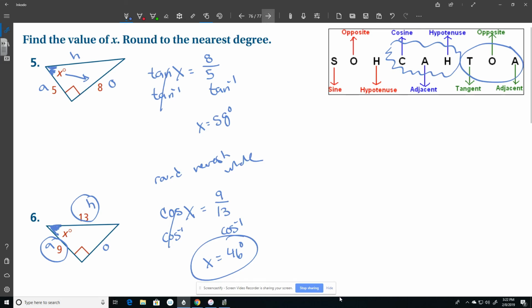Okay, so that's sine, cosine, tangent. Ask your parents about SOHCAHTOA. I bet they remember some of this stuff.